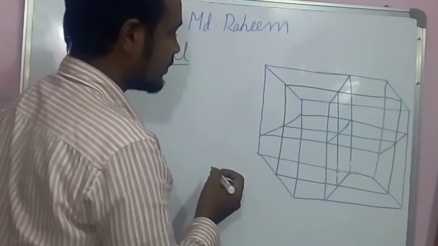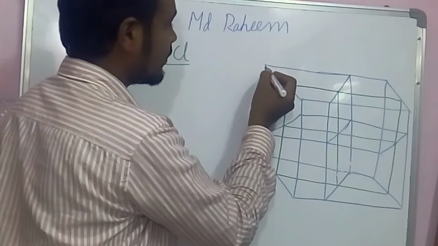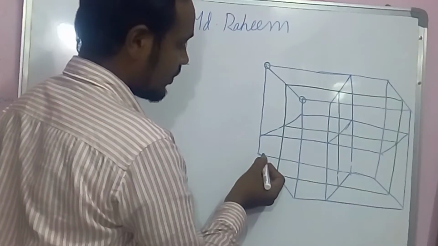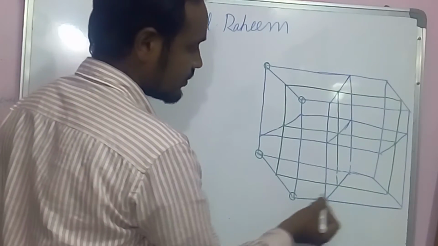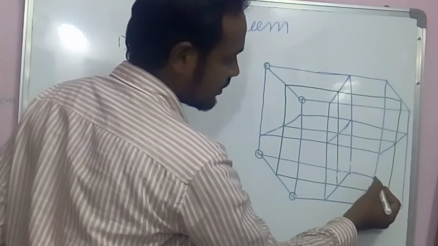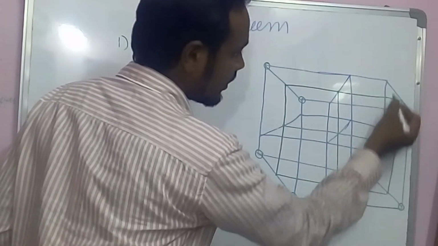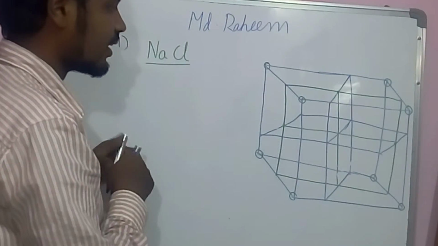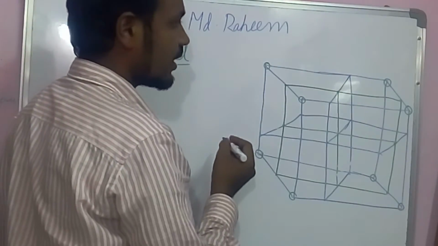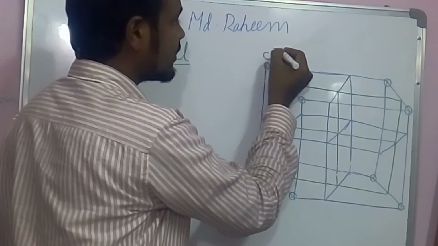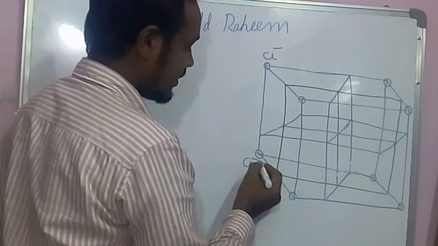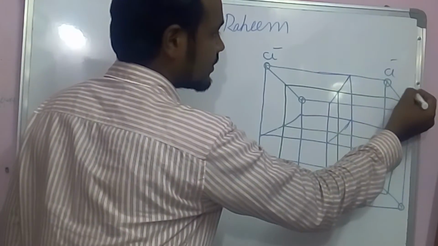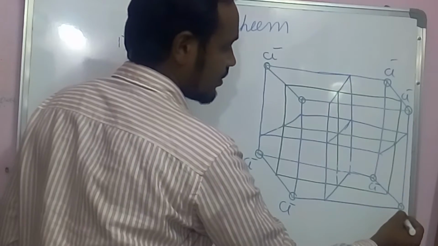What do you have to do now? What are you placing here? Here one corner atom, here one corner atom, here one corner atom. Now we observe this here: one corner atom, one corner atom, one corner atom, one corner atom. Totally how many corner atoms are there? 8 corner atoms are there. So consider these corner atoms as Cl minus, Cl minus, Cl minus, Cl minus.